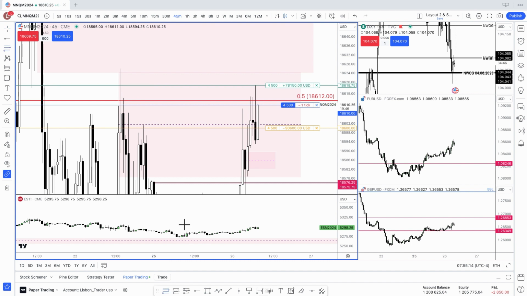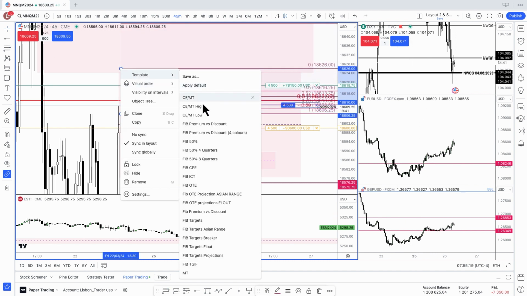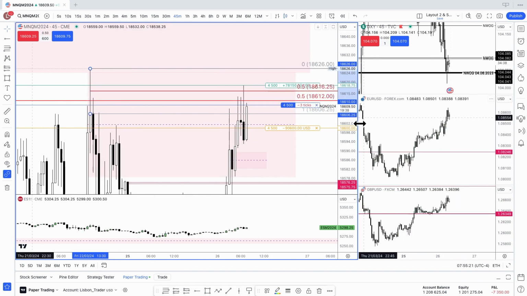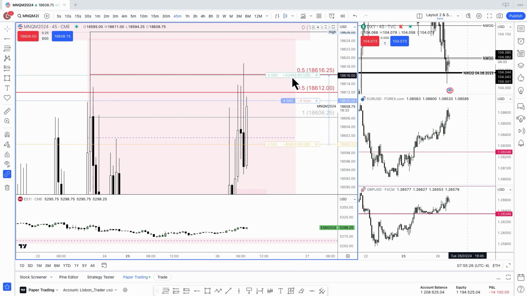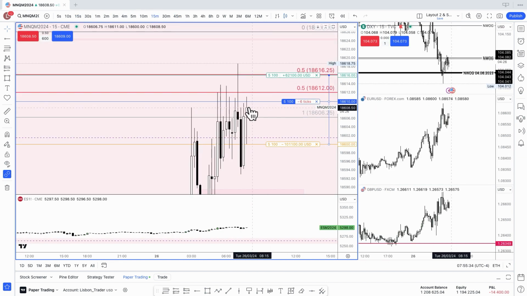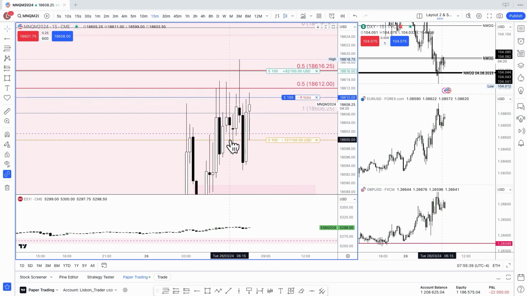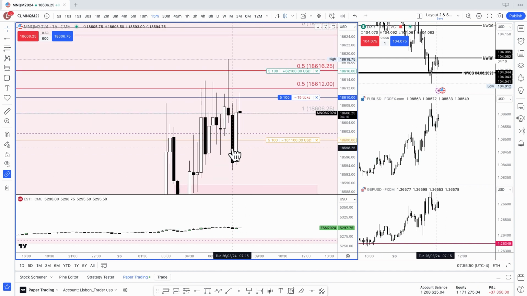Let's see, on a 45-minute we have this level. Came, rejected, so let's see if we can nail it again. On the 15 minutes, so they came, tagged this one. Since it stopped in the middle of this candle, I'm expecting this to be converted into an order block, hopefully.